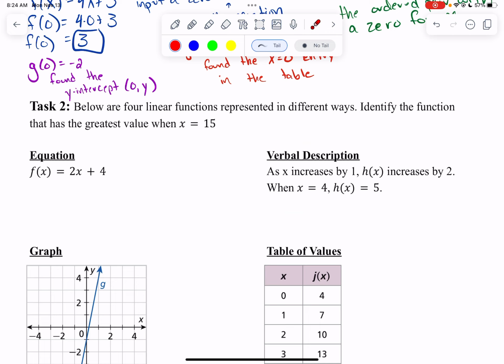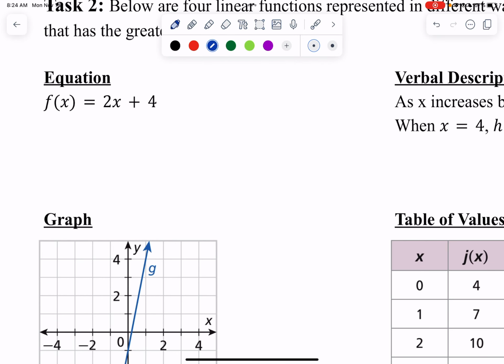So here we have, again, 4 linear functions. Again, they tell us they're linear, which means they have a constant rate of change. Identify the function that has the greatest value when x equals 15. So I need to find when x equals 15. I'm going to look at the equation one because I can just plug that one in. When x equals 15, 2 times 15 plus 4. 2 times 15 is 30 plus 4. I get 34. Okay, so far this one's looking pretty big. So that one I get 34.